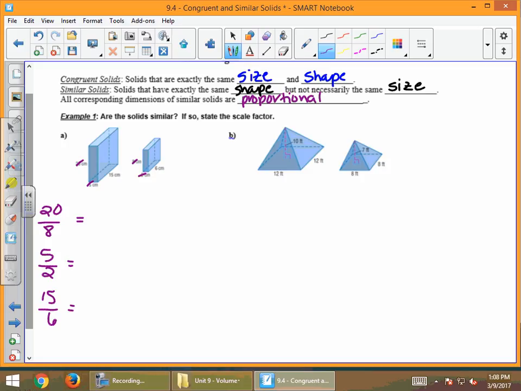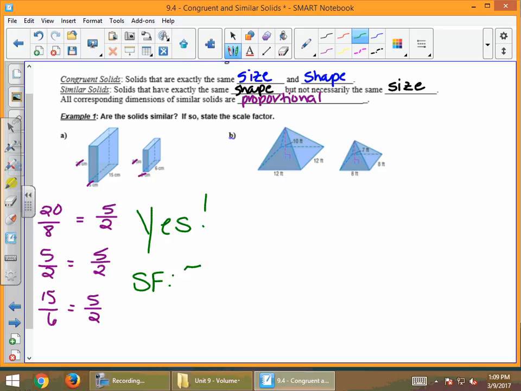So simplify. What is 20 over 8 simplify down to? 5 over 2. What is 5 over 2 simplify down to? 5 over 2. Already simplified. And then what is 15 over 6 simplify down to? 5 over 2. Did we get the same exact fraction every time? Yes. So are these figures similar? Yes. So because they're similar, we must state the scale factor. What's the scale factor? 5 over 2. It's that simplified fraction you get every time.